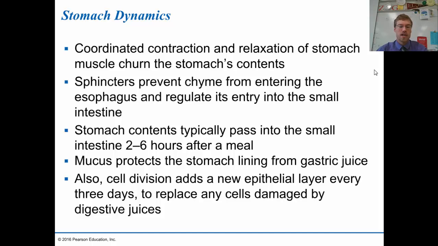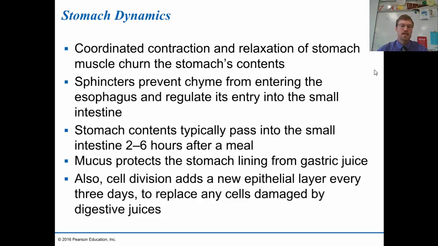Your stomach is also participating in mechanical digestion. There are coordinated contractions that are actually kind of churning the stomach's contents. And then the food stays in your stomach for about 2 to 6 hours, depending on what it is, and it digests and breaks it down, and then it moves it on into the small intestines.